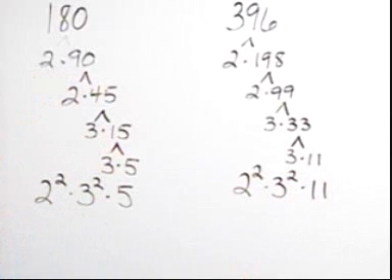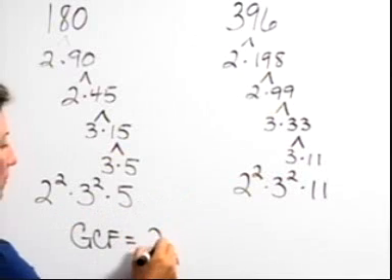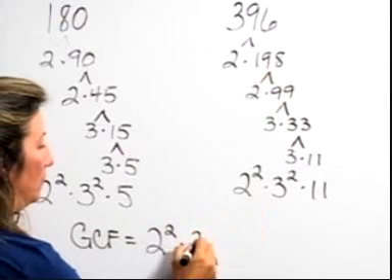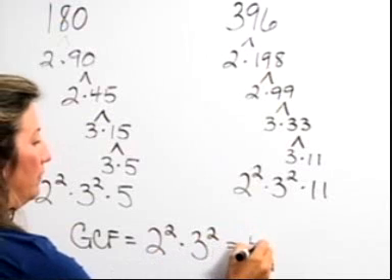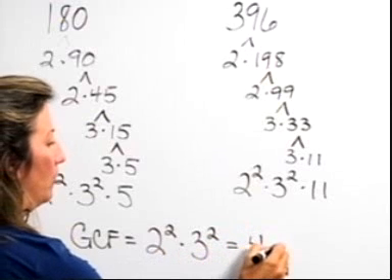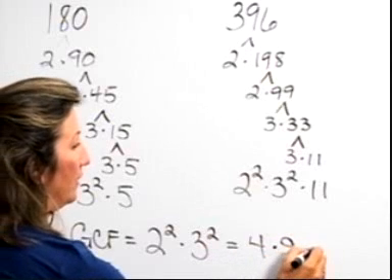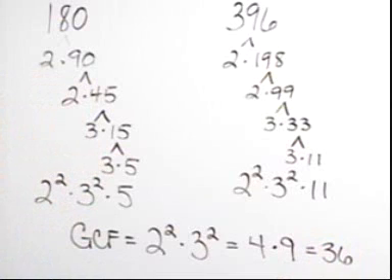The GCF is 2 to the second power times 3 to the second power, 2 to the second power being 4, 3 to the second power being 9, and 4 times 9 is 36. So our GCF is 36.